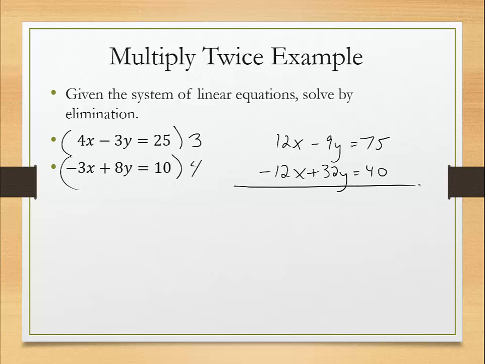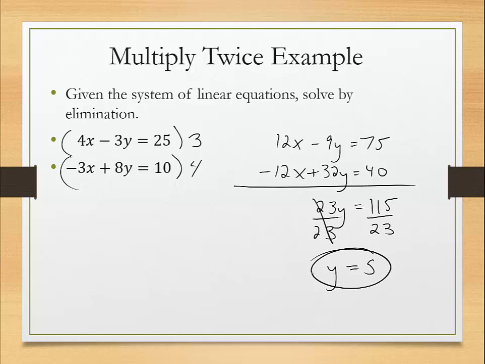Now we add down. 12x minus 12x cancels. Negative 9 plus 32 is 23y. 75 plus 40 is 115. Okay, now to get y by itself, we're going to divide by 23. And we'll get y equals 5. There's one answer. Now we need to get the other. We need to get x.